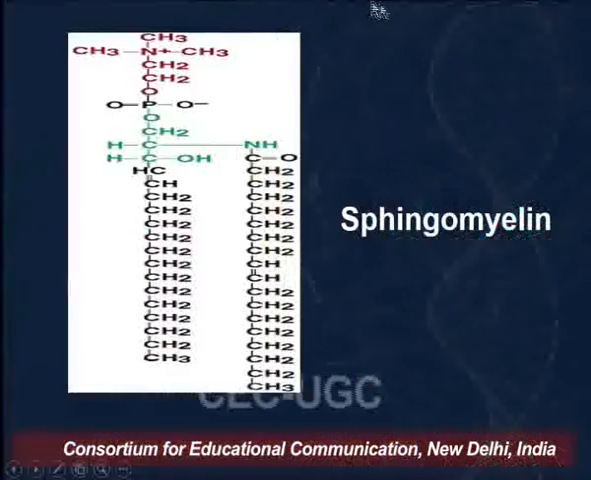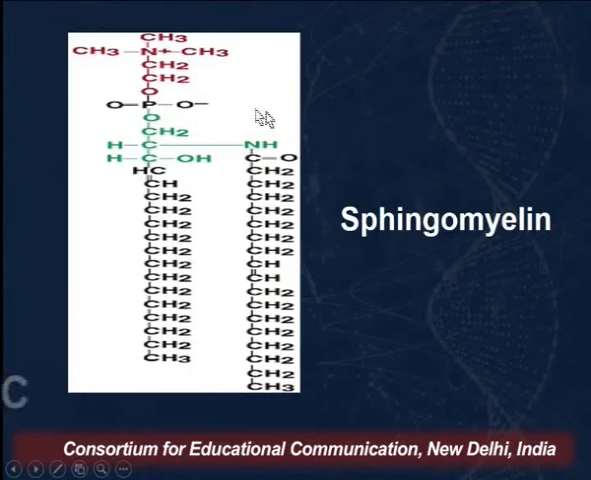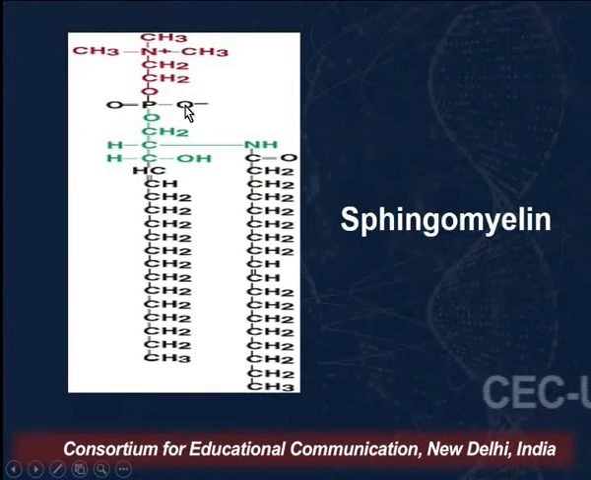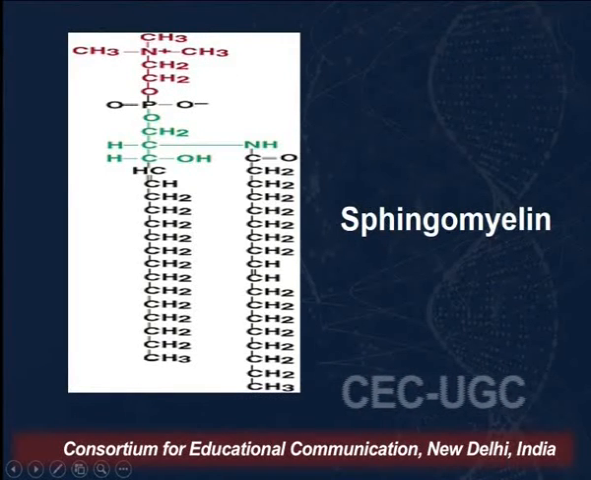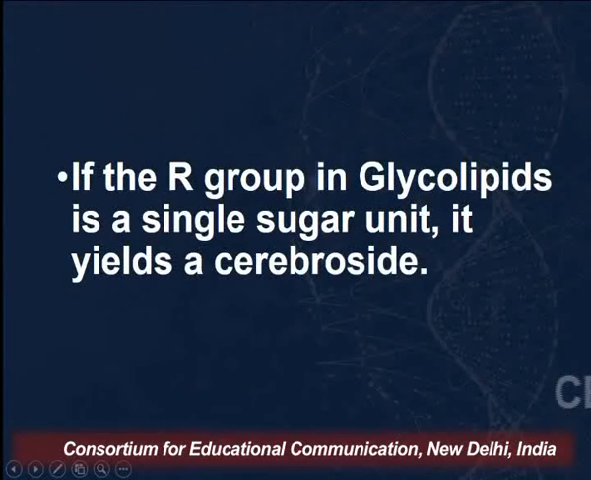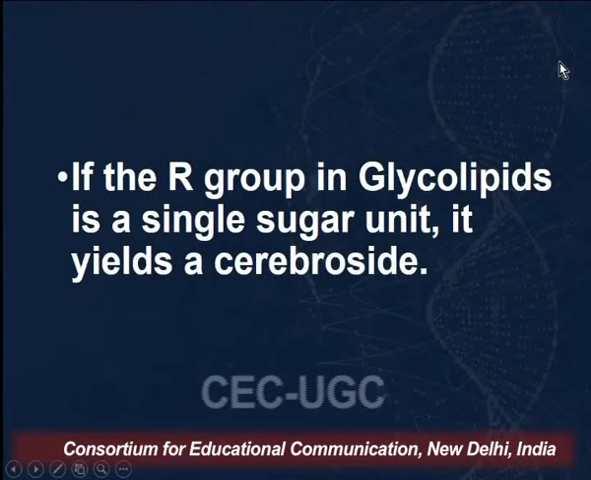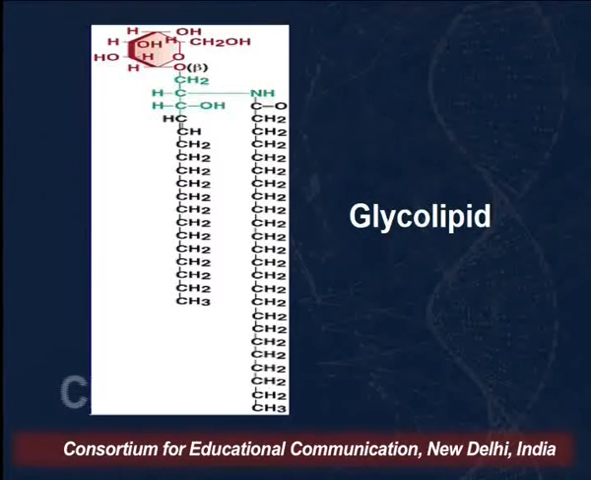So what you find here on your screens again is that the basic unit is the same, and what has been done is that the R group here has become this phosphoryl choline. That is, the linkage is with the phospho group, and this phosphate group is then making a bond with choline. So what we get here is sphingomyelin. And the next thing that you have to remember is, if I go back to glycolipids, and if the R group is a single sugar unit, it will give us cerebroside.